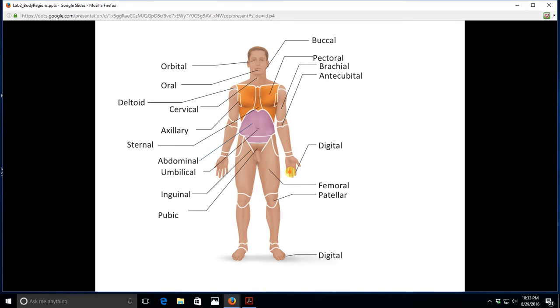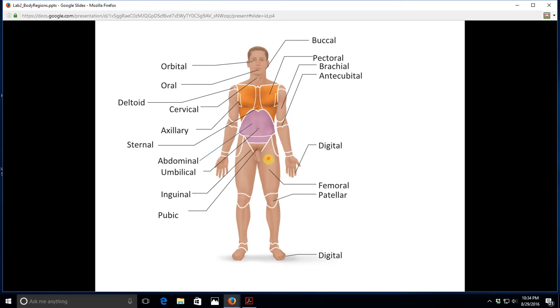Then our fingers here, and our toes are going to be digital. All right, chest, pectoral. In the middle of the chest, we've got the sternal region. Then we got our abdominal region, which includes the umbilical. Down below, where the thigh meets the trunk, that would be the inguinal region. Inguinal means groin. Then where the genitalia are, that would be pubic.